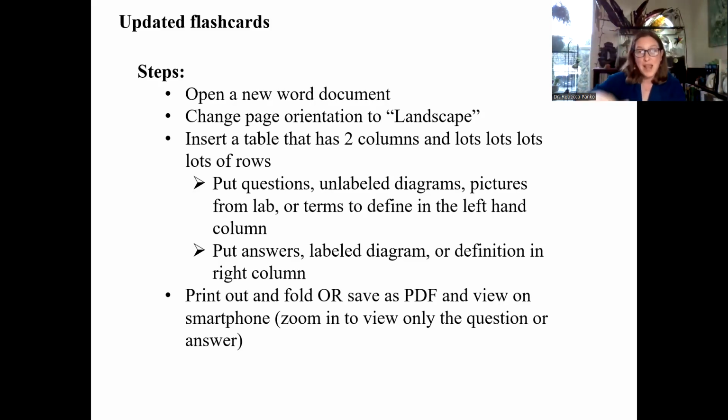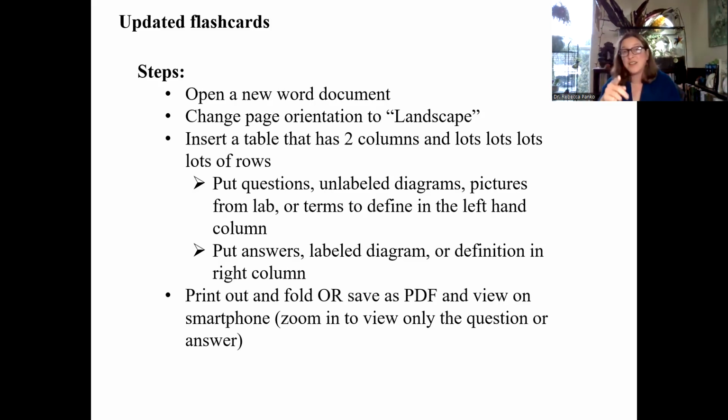And then you insert a table that has 2 columns and lots and lots of rows. On the column on the left, you put questions or unlabeled diagrams or pictures you took in the lab or terms that need to be defined. And you put that in the left-hand column.